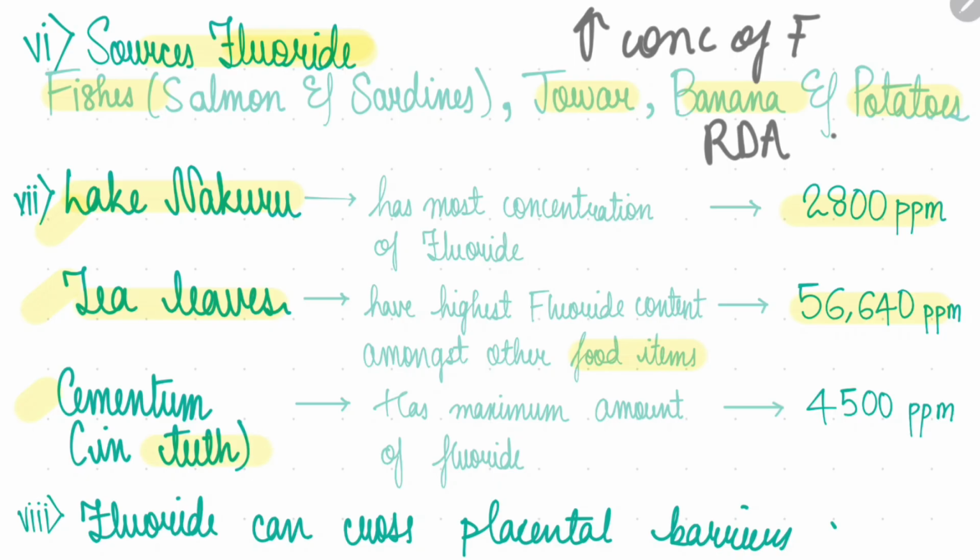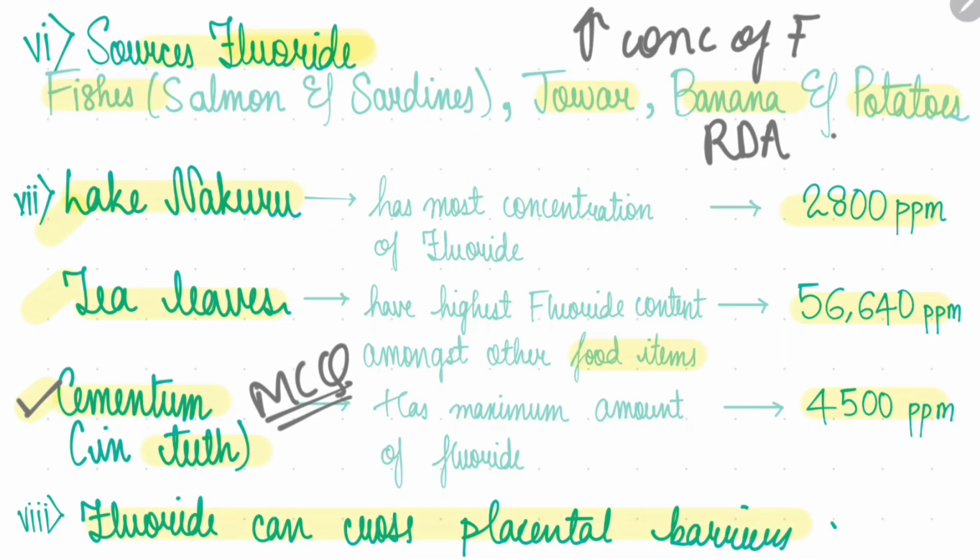And now the last question: which part of the tooth has the highest concentration of fluoride? It is cementum. This might be your MCQ: which hard tissue of the teeth contains the highest concentration of fluoride. Remember, it's not enamel but cementum which contains the highest concentration of fluoride. And how much concentration? It has 4500 ppm.